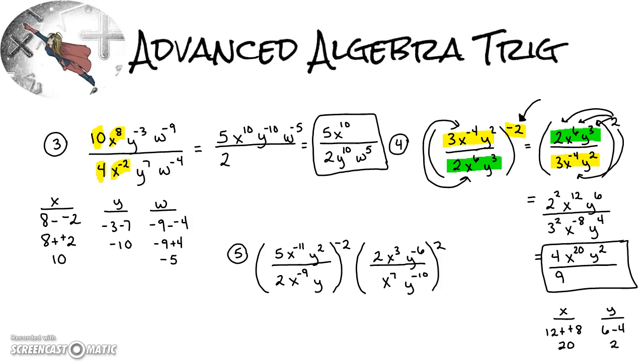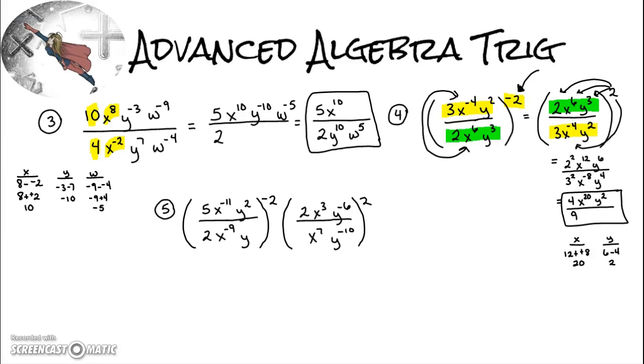Okay, so now for our last problem. I just made a little more room for it here. Now we have everything in this problem basically. So the first thing is that this outside power is negative. So like I did in number 4, I'm going to flip this whole fraction. 2x to the negative 9 y goes on top. 5x to the negative 11 y squared goes on bottom.